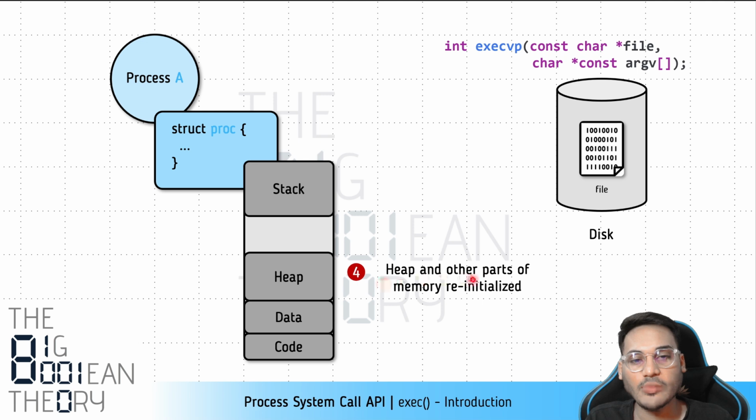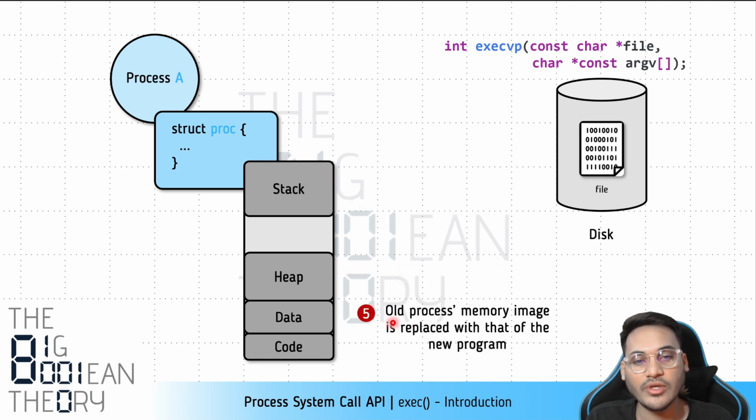Then the heap and all the other parts of memory are also reinitialized, right? Basically the heap might have some allocated objects from the previous program, so all of them are invalid. We are going to start execution from a fresh point, a fresh program. So all of the regions of the memory are reinitialized, right? The code and data is replaced, the stack is initialized with new arguments, and all of the heap objects will be discarded, and we will have a fresh heap. So this is how the entire memory image of the old process is replaced with that of a new program, right? So this is how the memory looks.